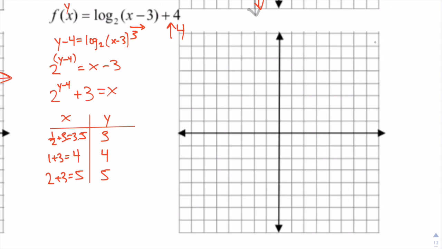Alright, so let's plot these points. 3.5, 1, 2, 3.5, comma 1, 2, 3. There's my first point. 4, comma 4, that's a little bit easier. And 5, comma 5. 1, 2, 3, 4, 5, comma 5 right there. Cool. Alright, connect the dots, hook it to the right there. Notice your vertical asymptote is going to be shifted 3 units to the right, so that's going to be x equals 3 is the vertical asymptote. And it gets very, very close on this side. Whoop, kind of missed that one. Very close right there. Cool.